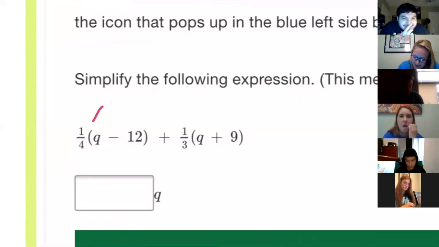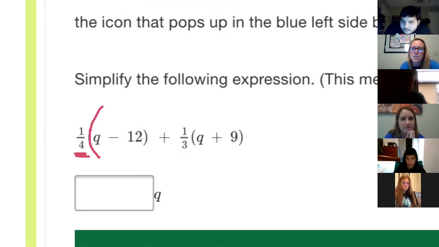We have right here the parentheses. So go in the chat and tell me what the parentheses mean when that number is right next to the parentheses. What are we going to do? What operation? Add, subtract, multiply, or divide?